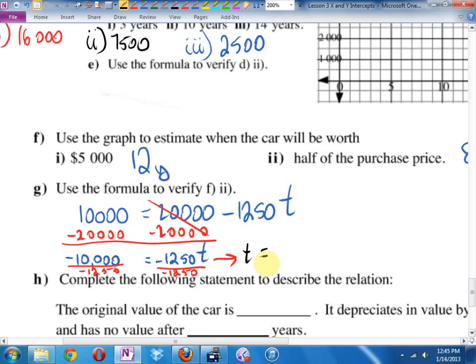What is negative 10,000 divided by negative 1250? Don't all rush for your calculators at once or anything. Even? Hey, we're right for our answer for part B. We proved it two different ways.